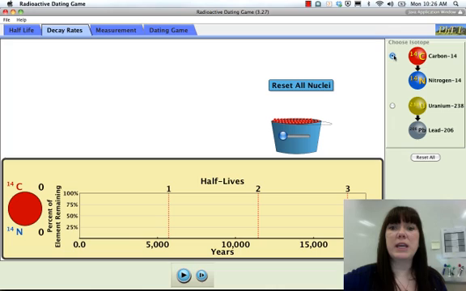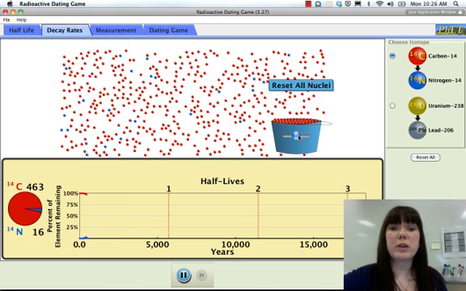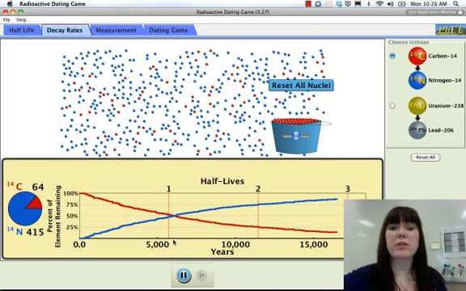Now carbon-14 is another radioactive element that we use, and we use this to date things that were once living. So we're going to see a similar thing here, but you can see that the half-life is much shorter. It's much closer to 6,000 years there. And so over time, we have less and less carbon-14 and more nitrogen over here.